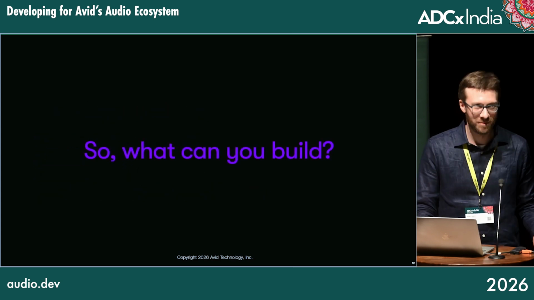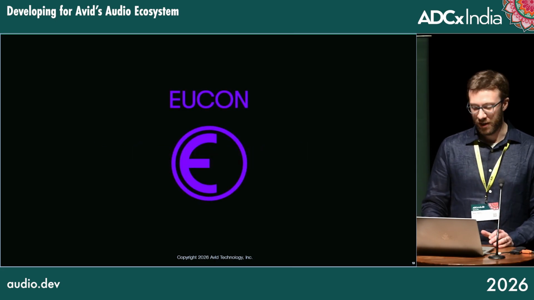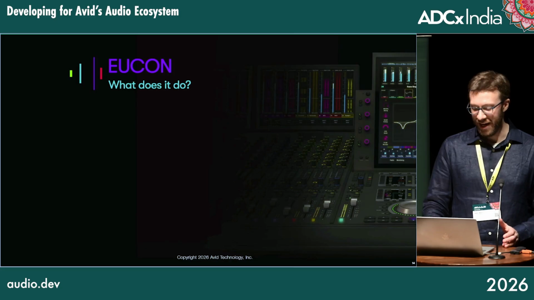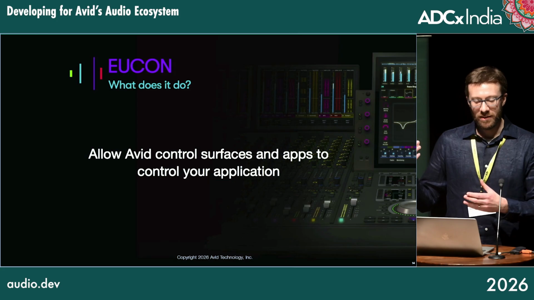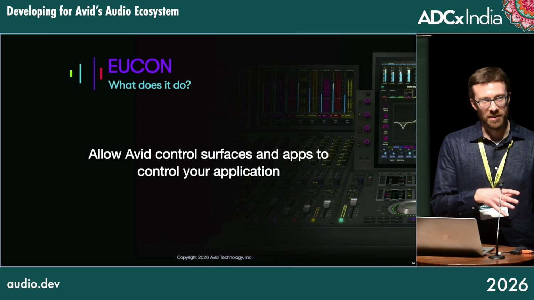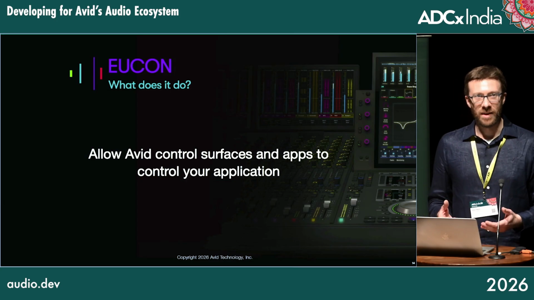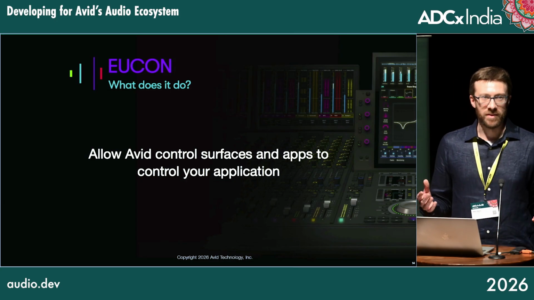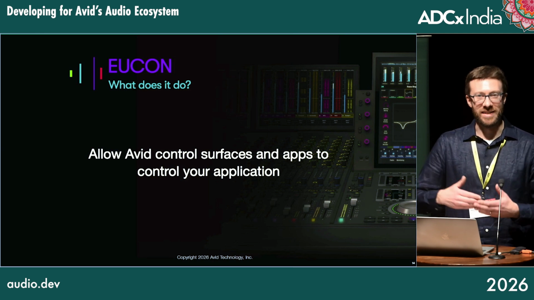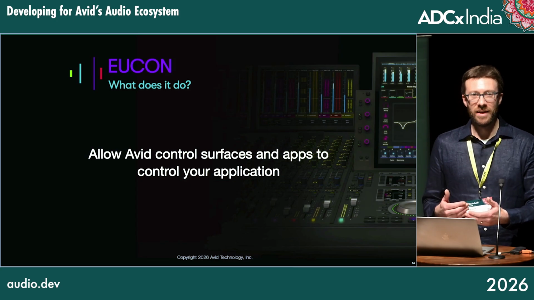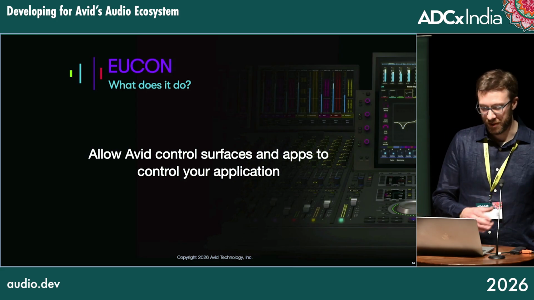Okay, so what can you actually build with any of this? First, I'm going to talk about Yukon. This is our control surface and command connectivity API. In particular, it allows Avid control surfaces and control apps to interact with your applications. So if you have an audio application that runs on Mac or Windows, then you can Yukonize it. You can add the implementation or an adapter for the control layer of your application, and Avid control surfaces and tablet apps can connect with it.